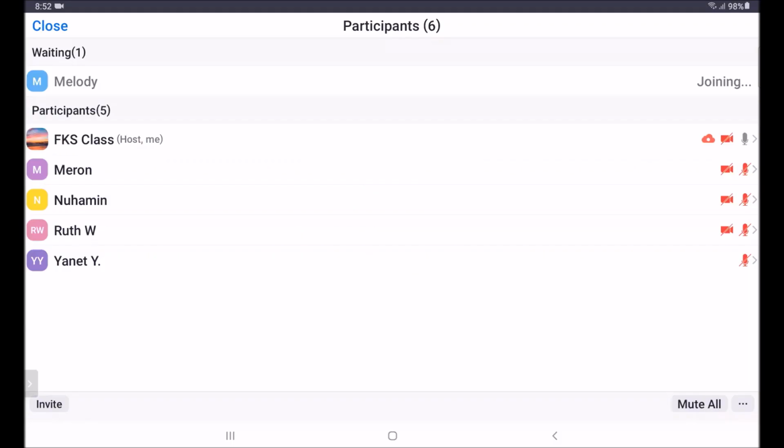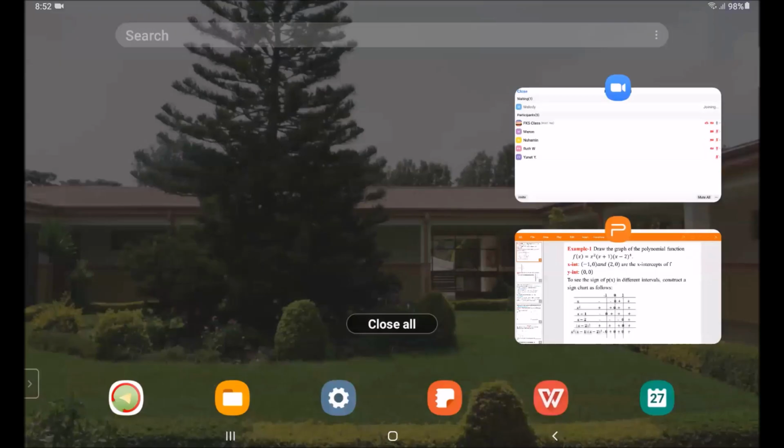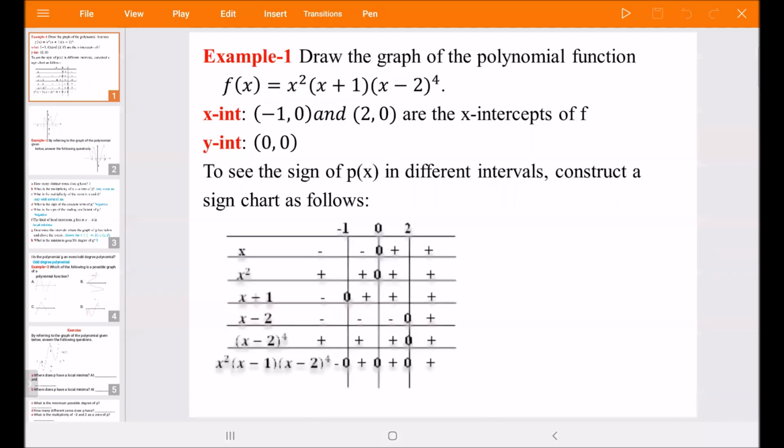Okay, let us begin our discussion. In the meantime, if there are students who joined us, I will let them attend this class. But let us begin our discussion with the first example.